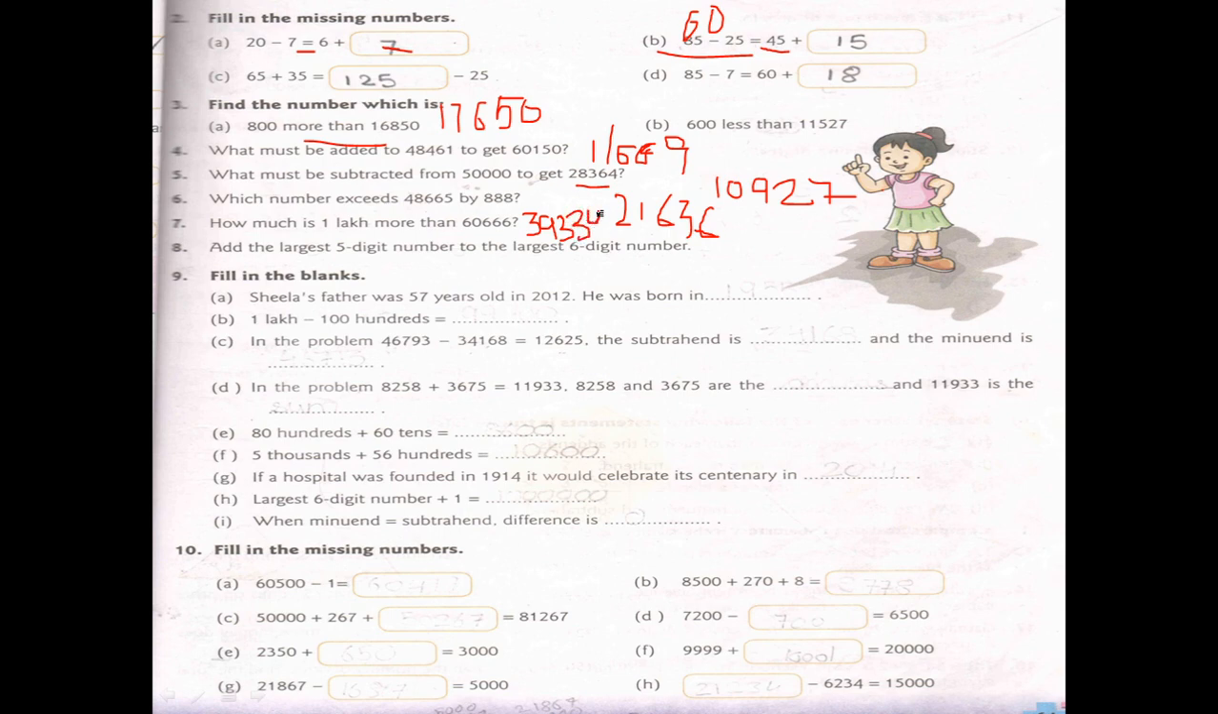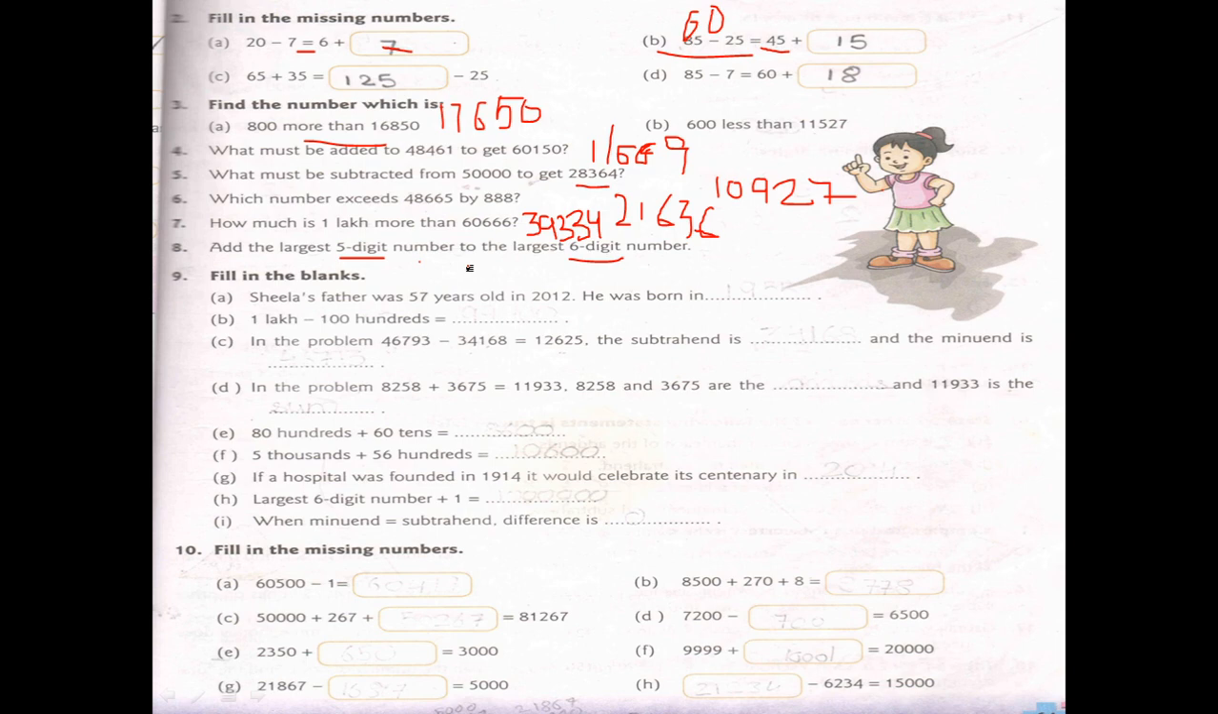Okay. Now, question number 8. Add the largest 5-digit number to the largest 6-digit number. So, what is the largest 5-digit number? The largest 5-digit number is 99,999. The largest 6-digit number is 9,99,999. So, try to add yourself and find the answer.